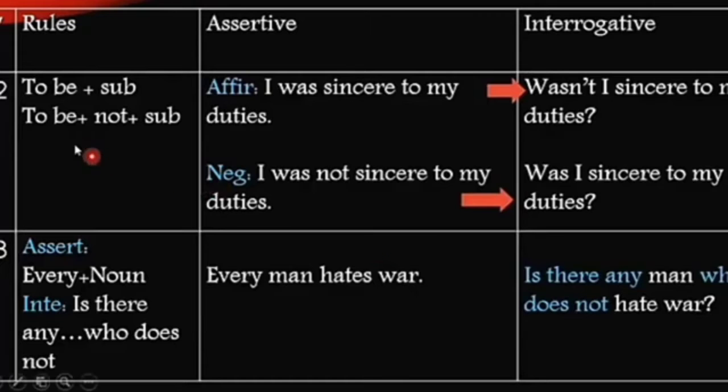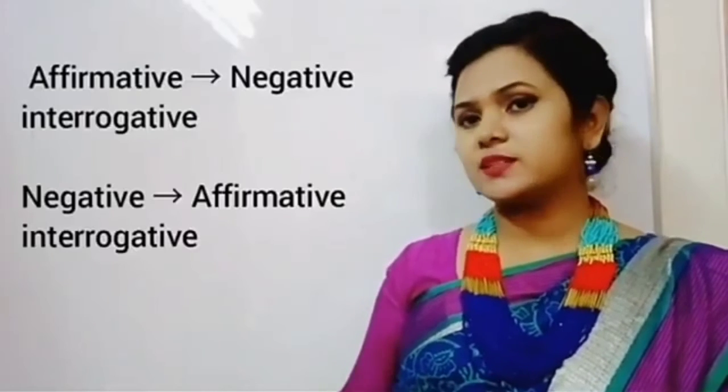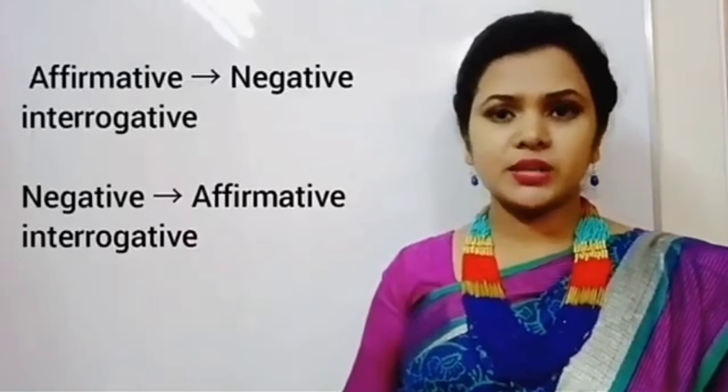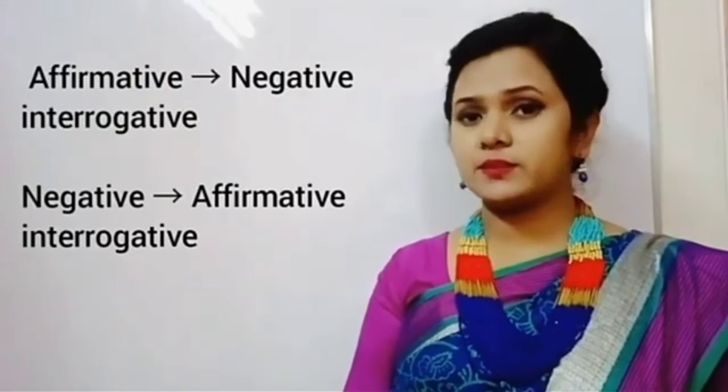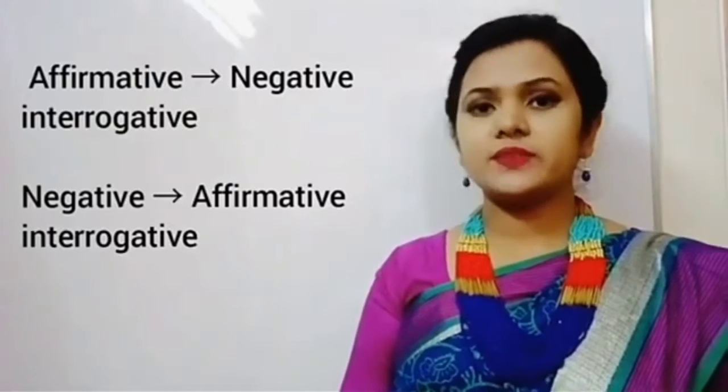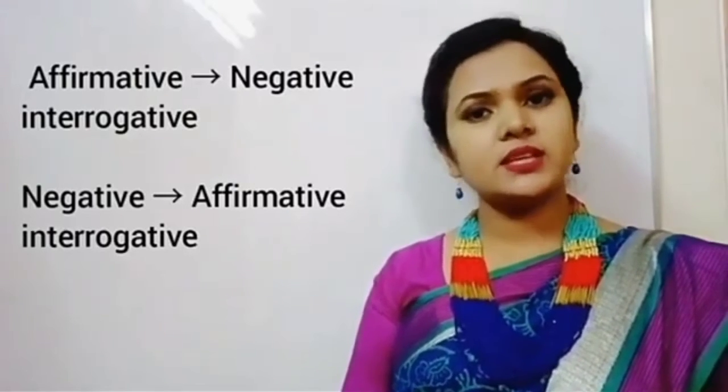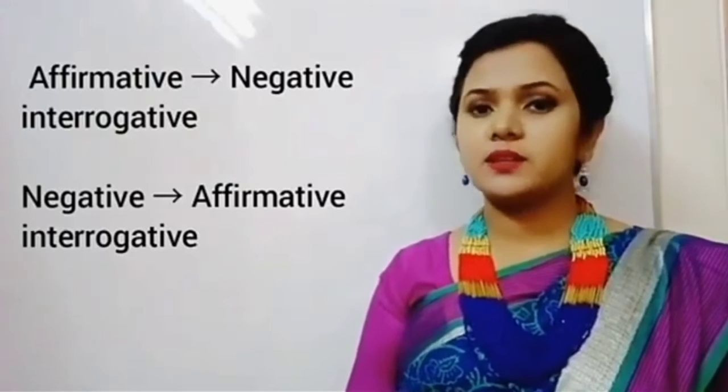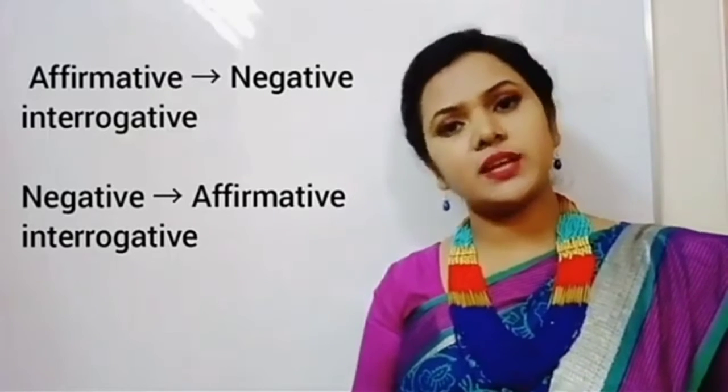Number 2 says, transforming an assertive sentence into an interrogative one. The first and foremost information that we have to keep in our mind is that there are also affirmative and negative forms in interrogative sentences. So, when you are asked to change an assertive sentence into an interrogative one, you should check whether the assertive sentence is affirmative or negative. If it is affirmative, then changing it into an interrogative one, the sentence will be changed into a negative interrogative.